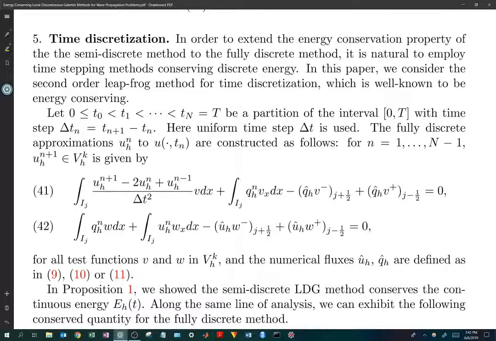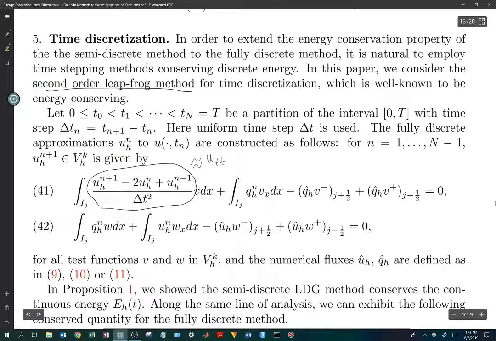We partition the interval into a finite number of time points, and then for this particular section of the paper, they use this fraction right here as an approximation of u_tt. So this is an approximation to the second derivative in time. And that's what they say: they consider a second order leapfrog method. So that's exactly what this is.